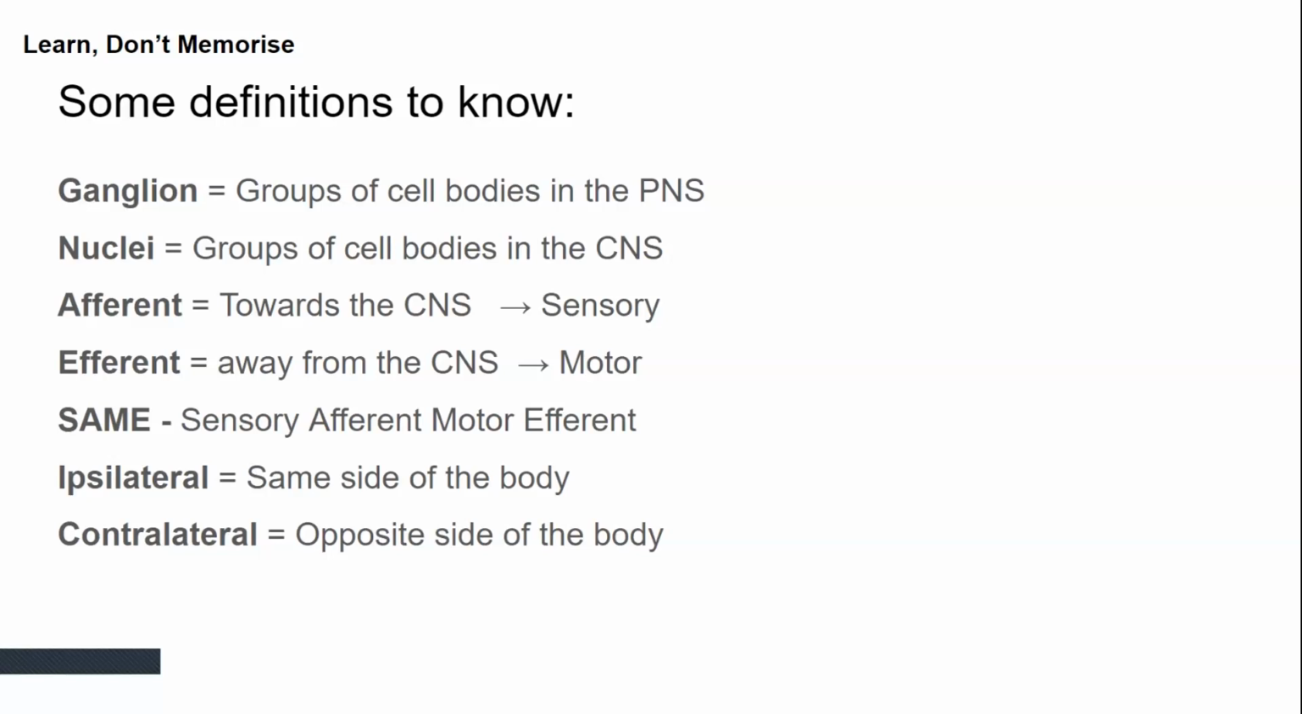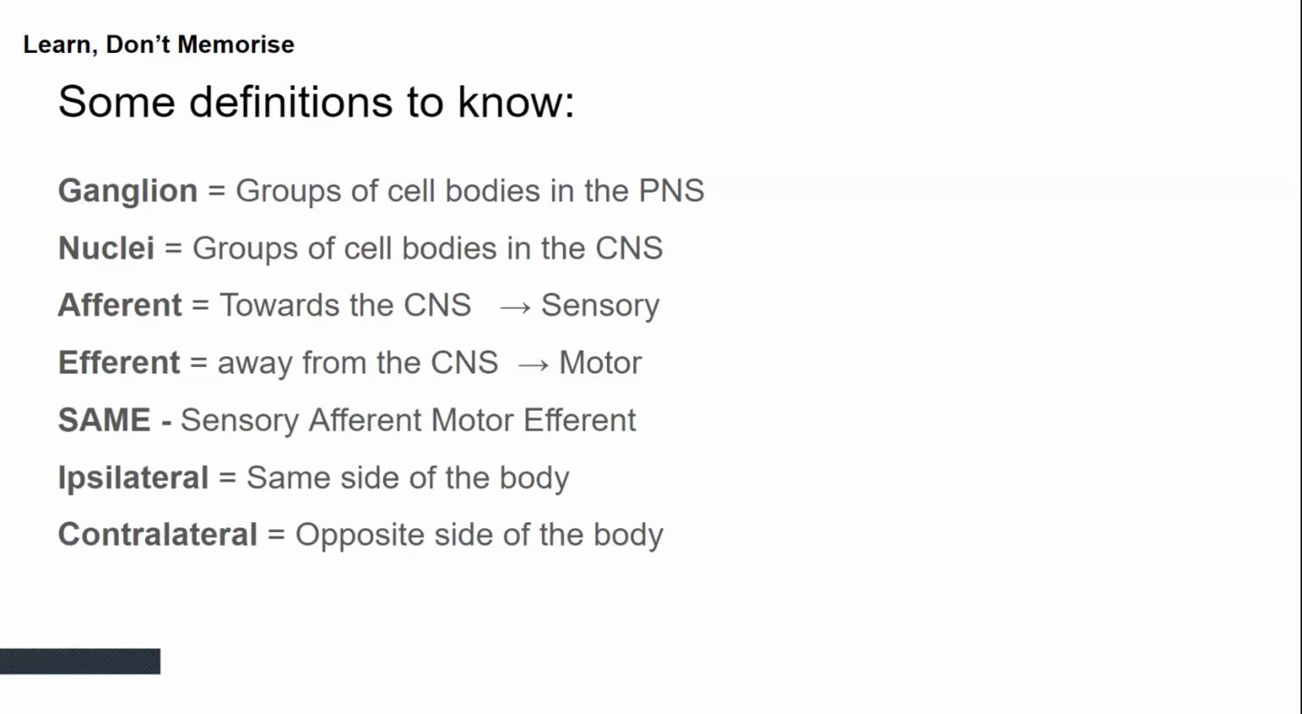Afferent nerves are towards the central nervous system. There is an acronym, SAME: sensory afferent, motor efferent. You could learn that. I personally learned A comes before E, so you need to receive instructions before you send out instructions. You're not going to send out instructions blindsided. Ipsilateral just means on the same side. Contralateral means on the other side.